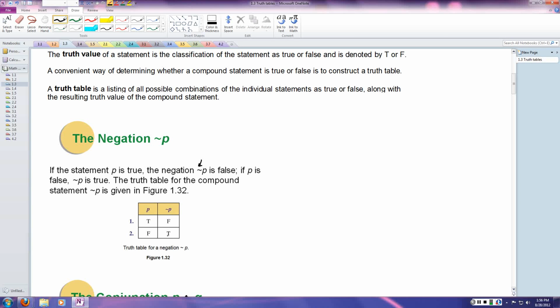So the example, it's snowing. If it's snowing is true, then it is not snowing is false. It's the opposite of it, the negation of it. If it is snowing is false, then it is not snowing is true. It either has to be snowing or not snowing. So you'll have to fill in columns given a column of P, and eventually these will get more complicated.